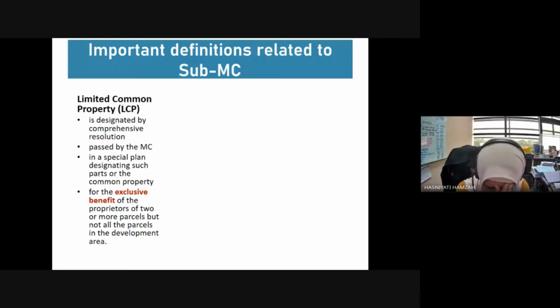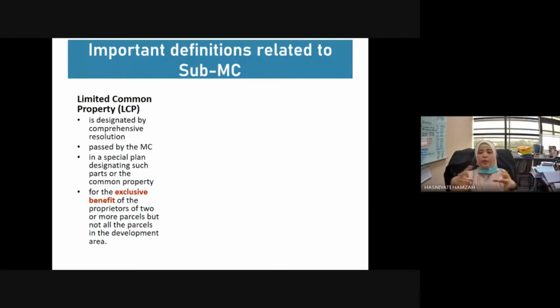Exclusive benefit ialah kegunaan eksklusif, not very sure the BM, but exclusive benefit of the proprietors of 2 or more parcels. Dia mesti 2 or more parcels. It cannot be only 1 parcel, 2 or more, at least 2 parcels yang enjoy that particular common property or part of the common property. Okay, but not all the parcels in the development area. If all the parcel owners enjoy the common property, you cannot designate that as limited common property. That is still common property.